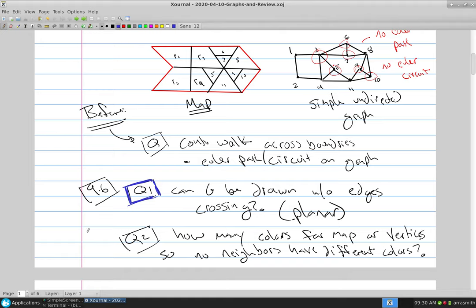Now you could have a planar graph, right? Like this is a planar graph. But I obviously could have drawn this, quote unquote, wrong. That is planar, and this is, well, it's not planar.